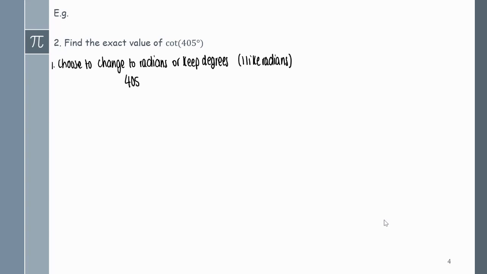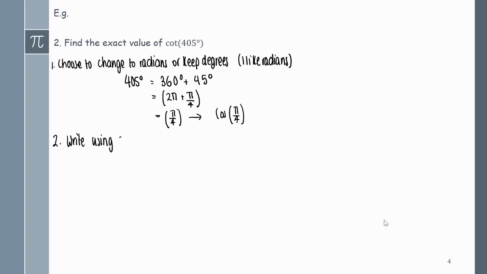So I know 405 degrees is really 360 degrees plus 45 degrees. I know what those two are in radians. 360 is 2 pi, 45 is pi on 4. Remember, the 2 pi really just brings me back to the origin. So with 405 degrees, I go around the unit circle once, and then I add pi on 4, a little extra. So cot 405 degrees is really the same as cot pi on 4, or cot 45 degrees.